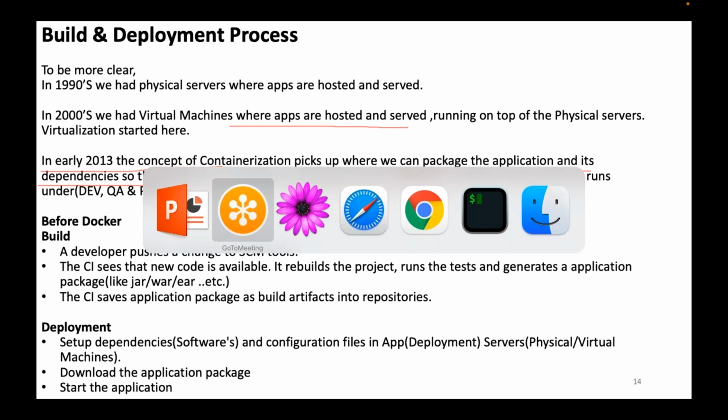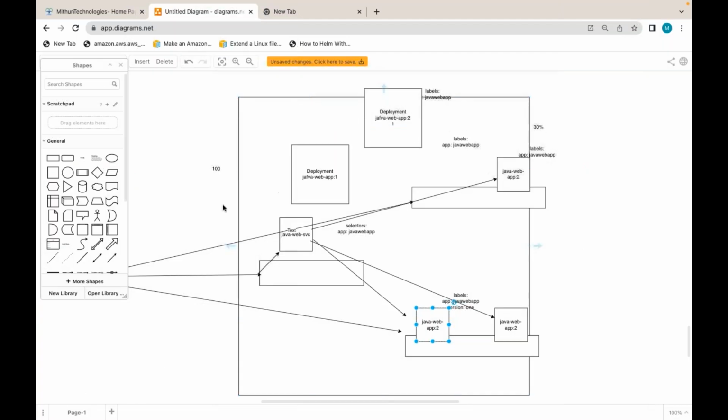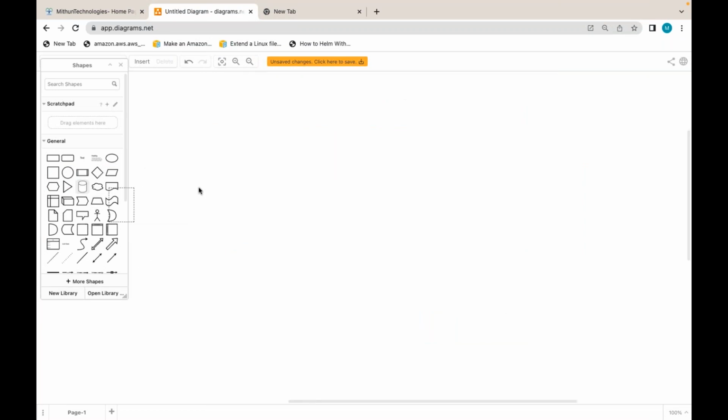Now, before Docker, in a virtualized environment, how did we used to deploy? Let's assume this is our source code. This is our GitHub, an SCM, source code management tool. The developers are committing the code to GitHub. The developers are pushing the code to GitHub.